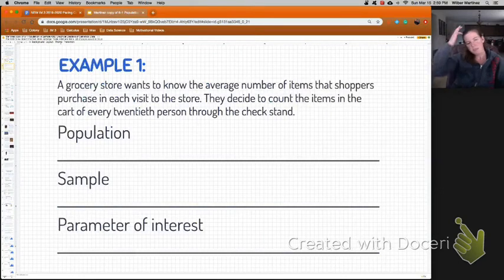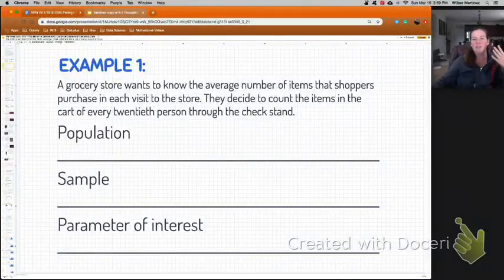So let's look at some examples. Here's an example. A grocery store wants to know the average number of items that shoppers purchase in each visit to the store. They decide to count the items in the cart of every 20th person through the check stand. So you've been to a grocery store, specifically right now, lots of people are going to grocery stores. And so they're trying to figure out the average number of items that each person has in their cart and that they're paying for as they go through the line.